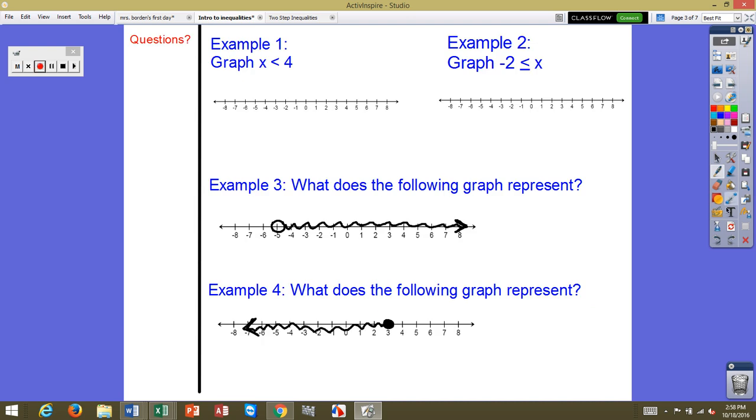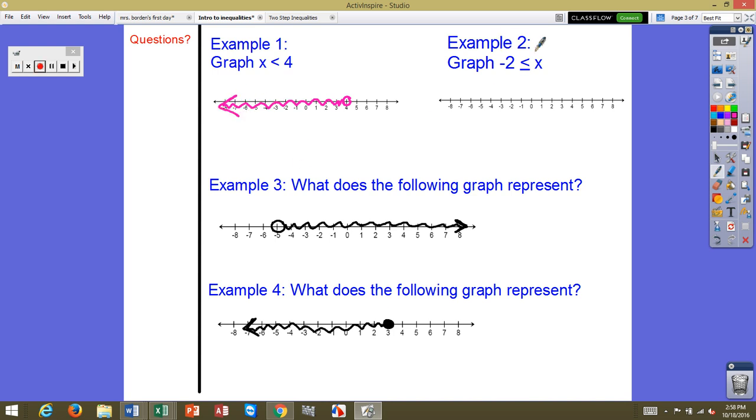Alright, so let's practice. So we've got example 1 where we're graphing x is less than 4. When you're graphing x is less than 4, you have a circle on positive 4. That circle is going to be open because we're not including 4, but we're saying anything less than 4. So we should have a line going to the left on our number line.